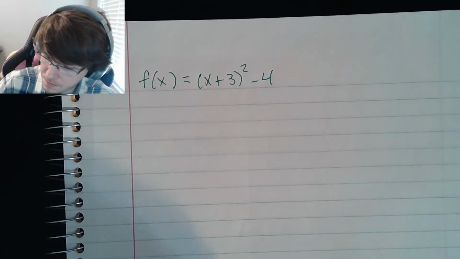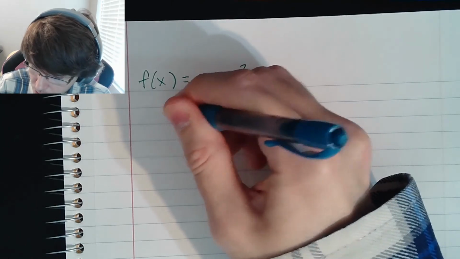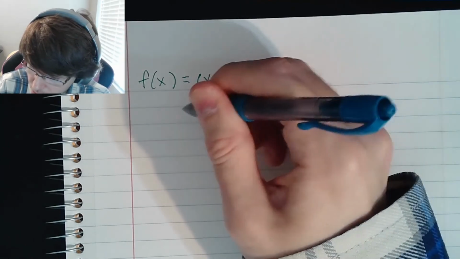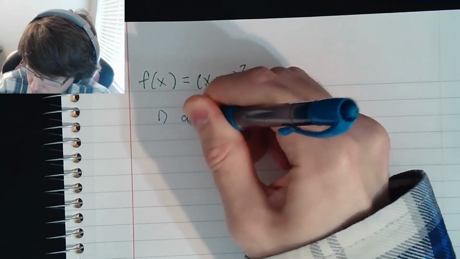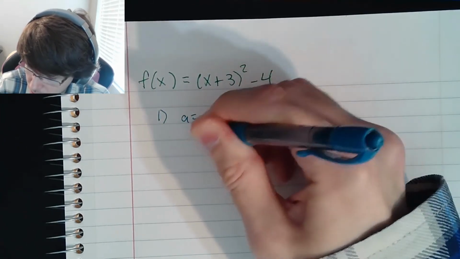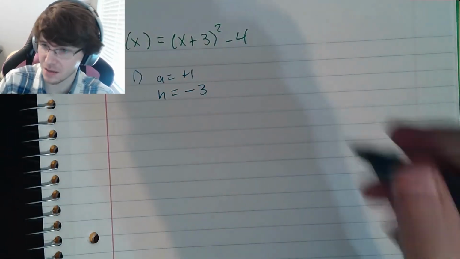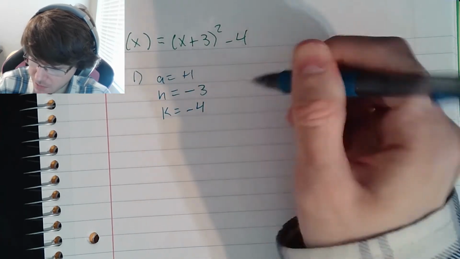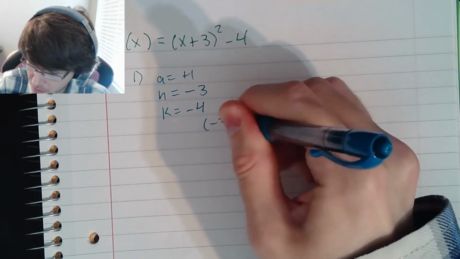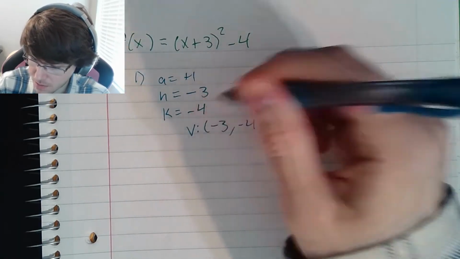So here we go. Step 1 is finding our vertex here. So we have a equals positive 1, h equals negative 3. Change that sign. K equals negative 4, which means we have the coordinate (-3, -4) as our vertex.